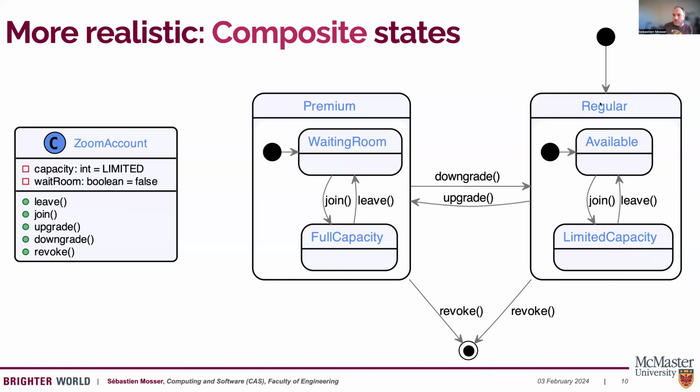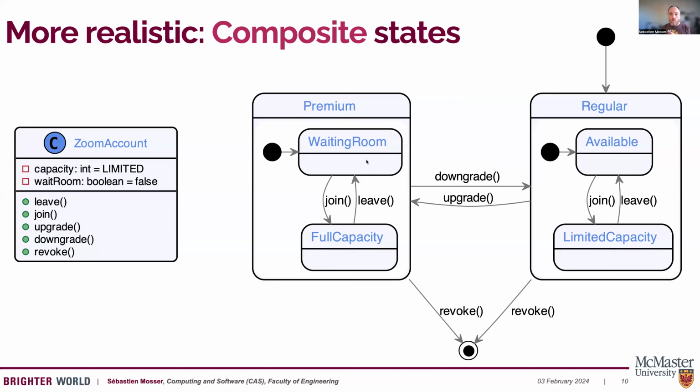And then what happens when I'm a regular? Well, when I'm a regular, I'm starting to be available. And then I join, and I can join with limited capacity. And if I leave, I'm being back to available. And if I'm a premium, I can have this notion of waiting room that I can't as a regular. And if I join, I can join full capacity. And if I leave, I'm going back to waiting.